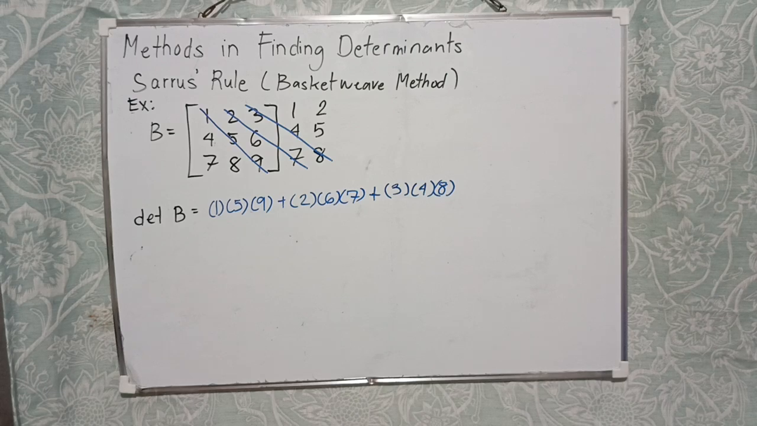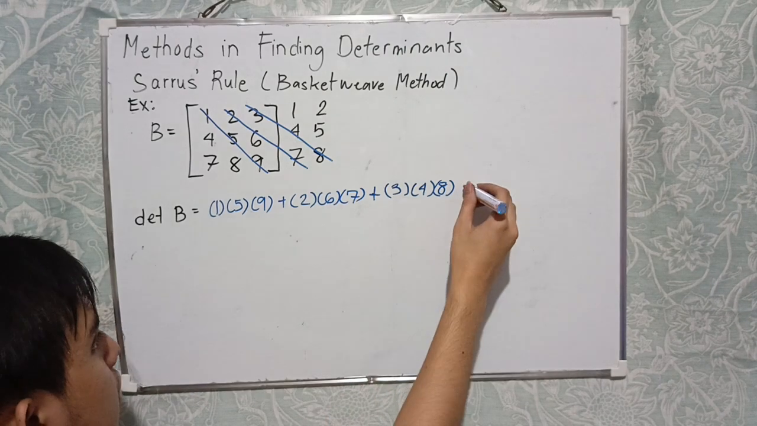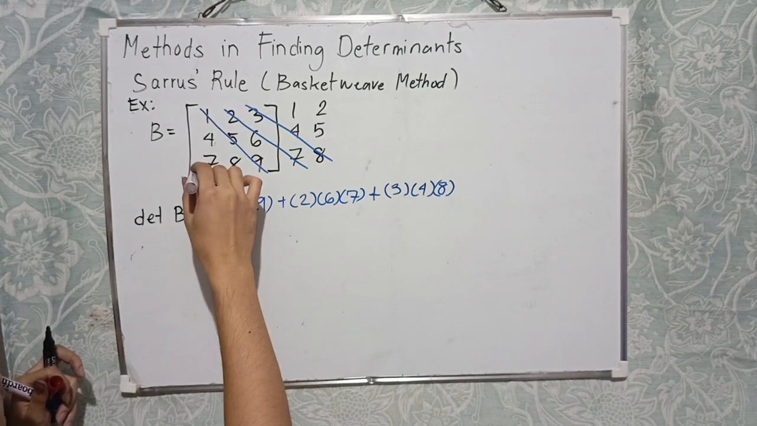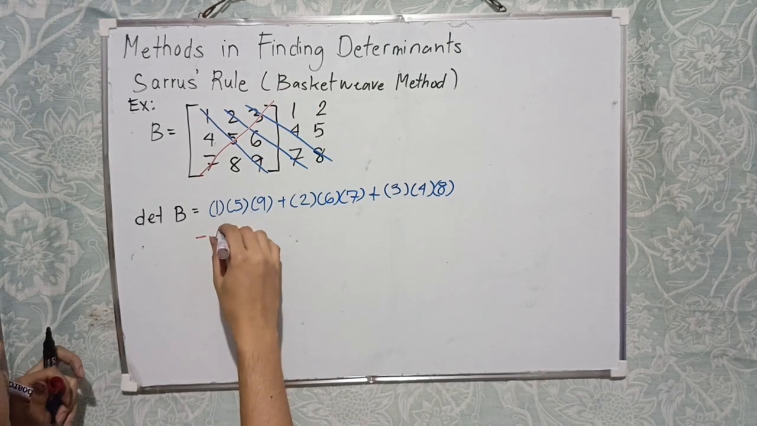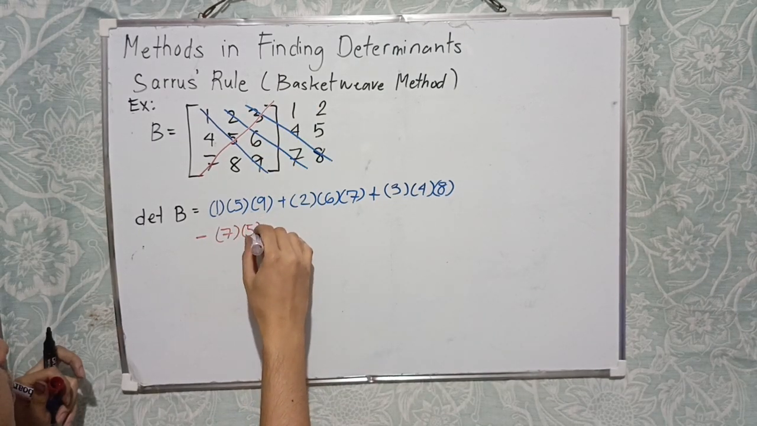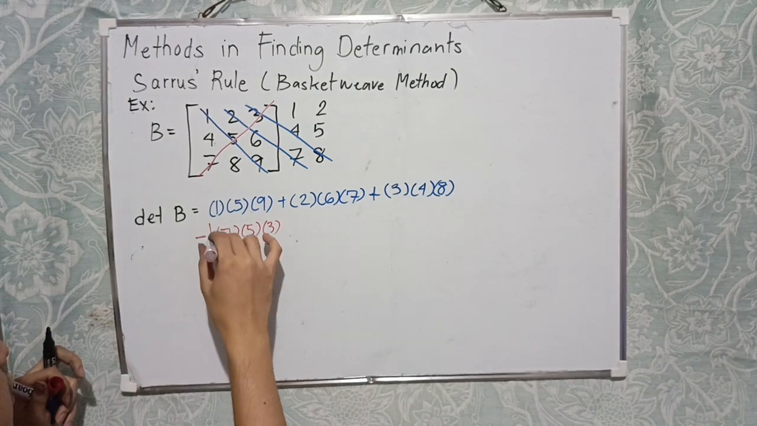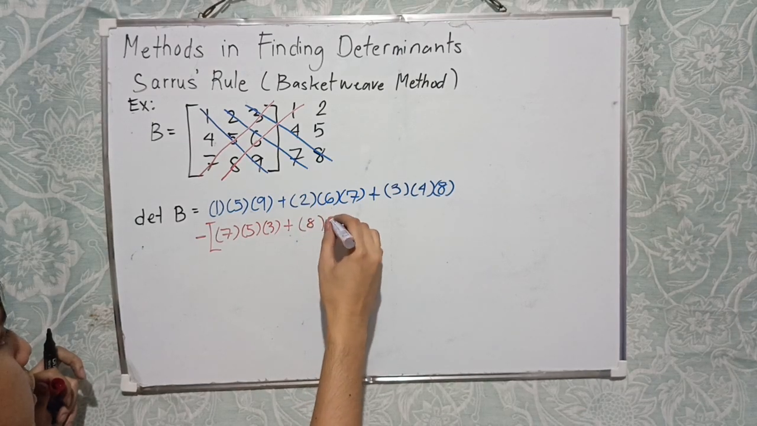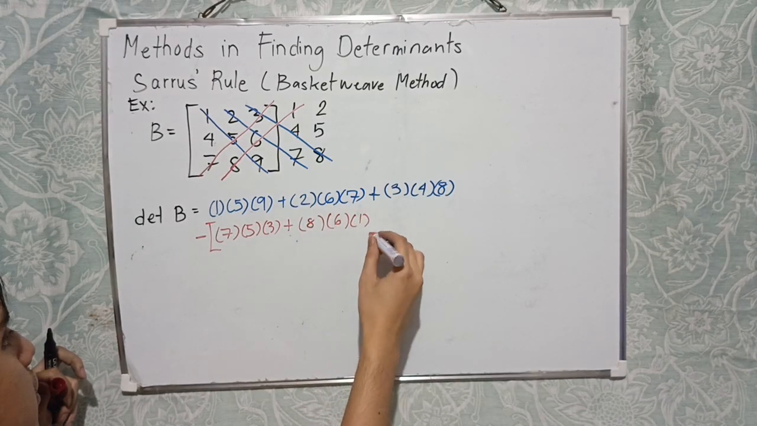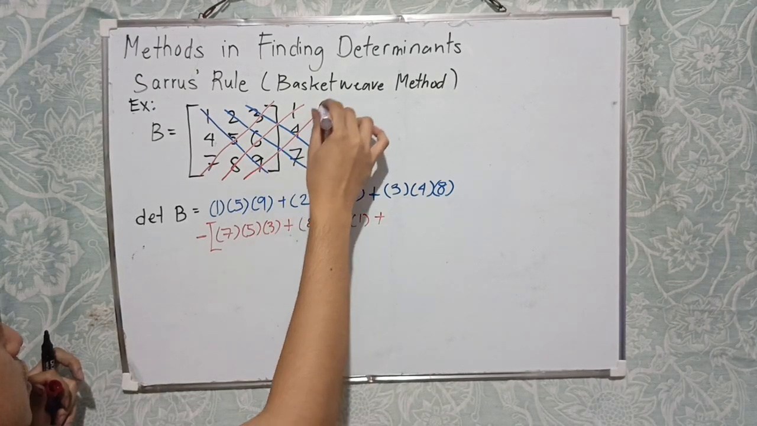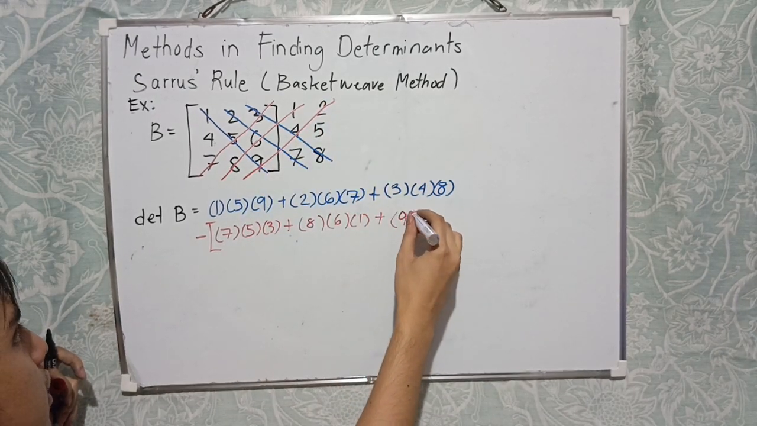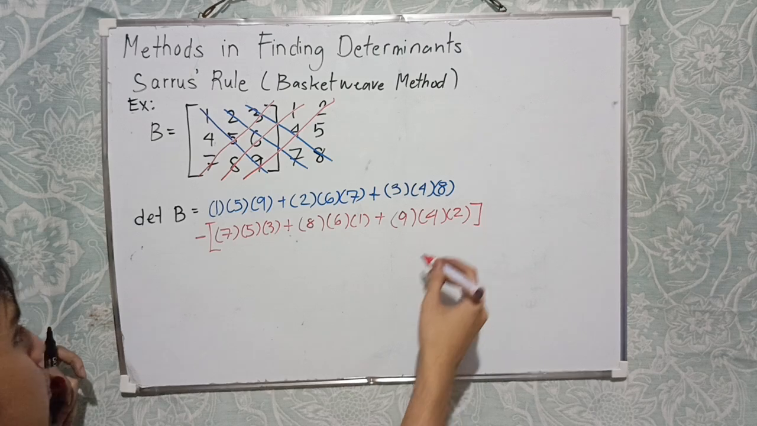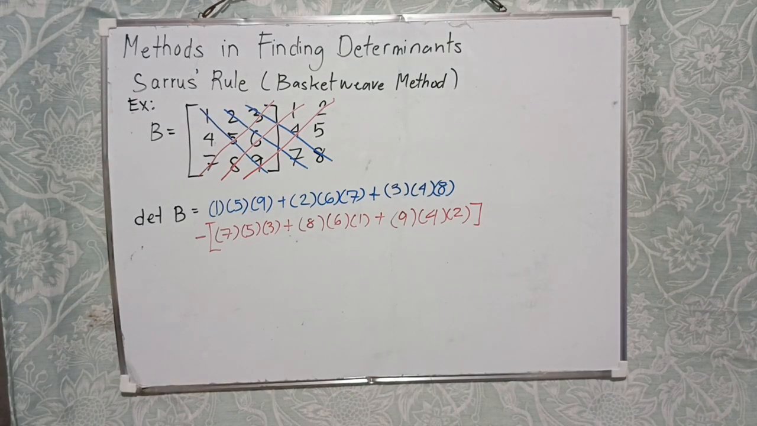Next, subtract it by this product. So 7 times 5 times 3, plus 8 times 6 times 1, plus the product of this one, 9 times 4 times 2. So we have these expressions.